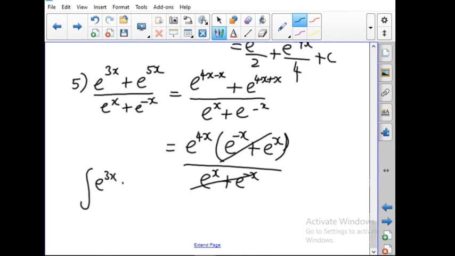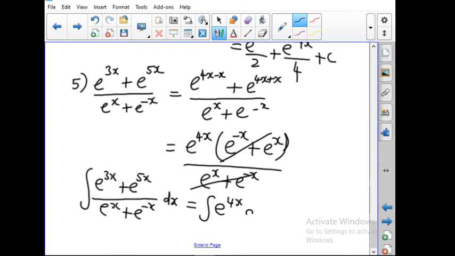∫(e^(3x) + e^(5x)) / (e^x + e^(-x)) dx is equal to the integral of e^(4x) dx, because here your answer is e^(4x). So the integral of e^(4x) is nothing but (1/4)e^(4x) + c. So this is the answer for your problem.